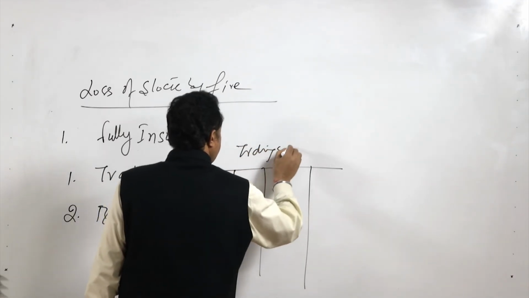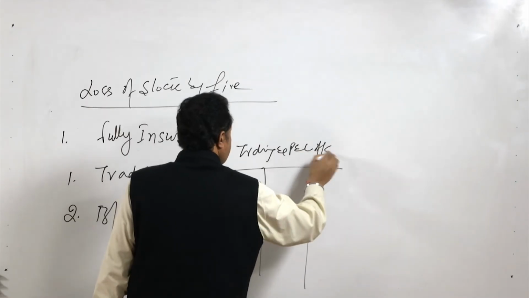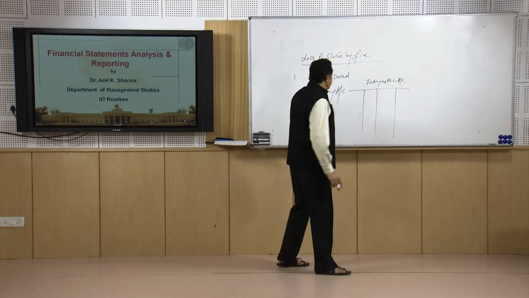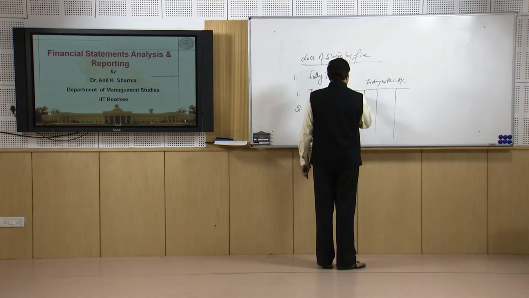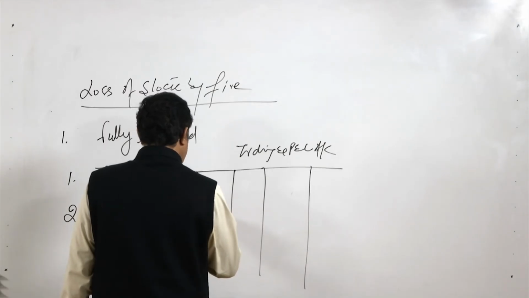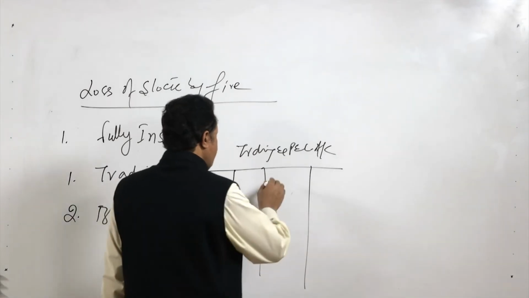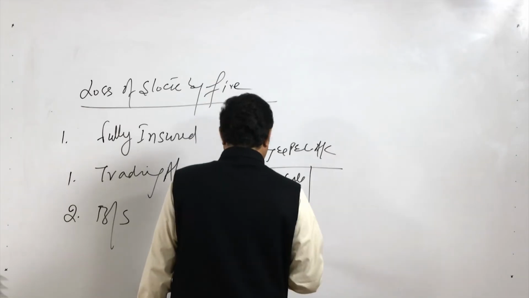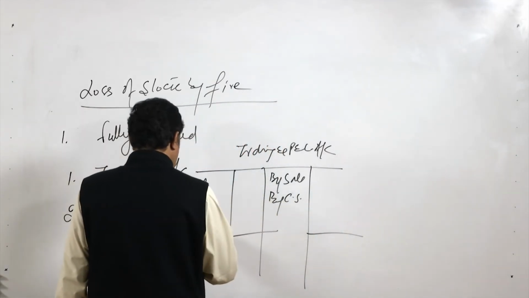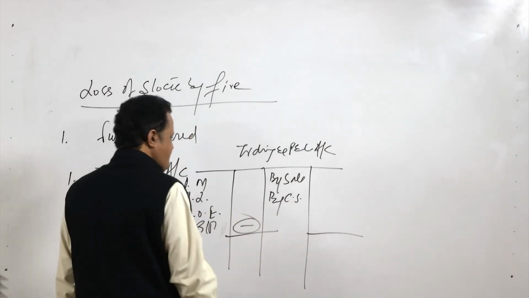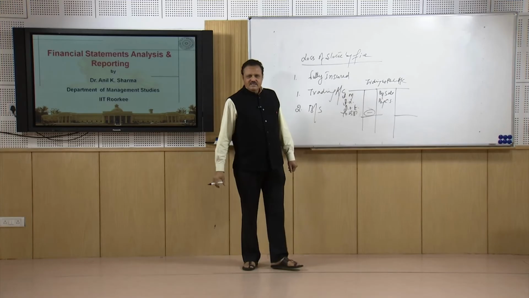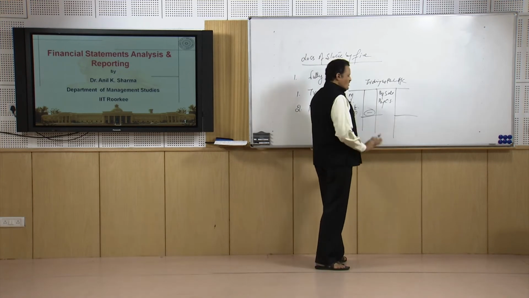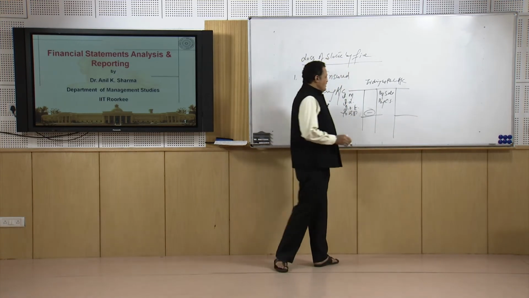Trading and profit and loss account, we write like this. You have seen when we prepare the trading and profit and loss account of the firms without adjustments, we put here all direct expenses, that is direct material, direct labor and direct other expenses, right? And we write here by sales, by closing stock, and the difference of these two we calculate is gross profit. We have already discussed this.